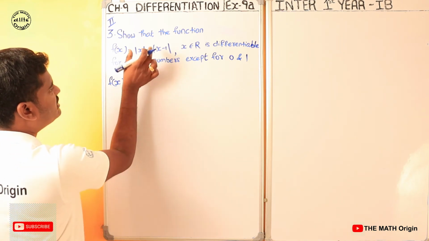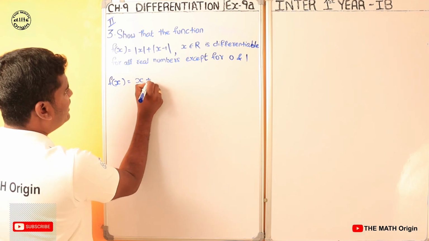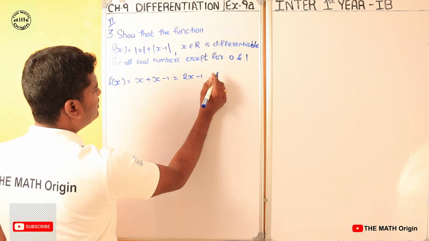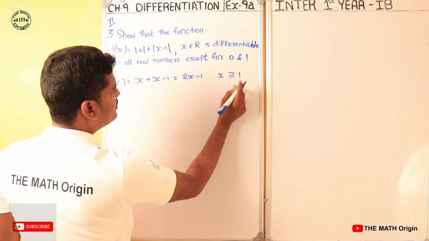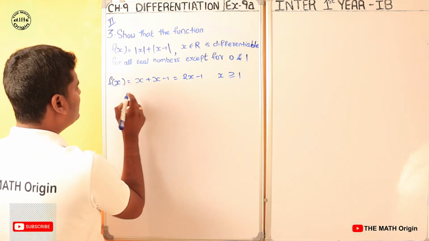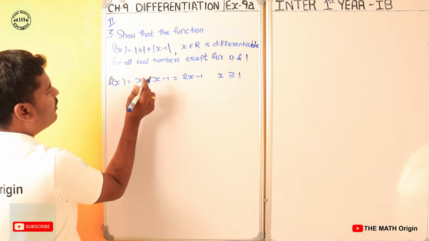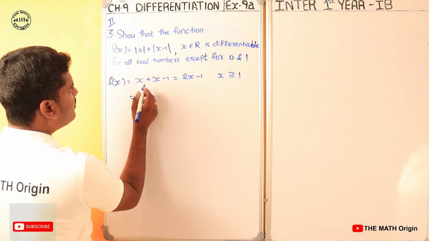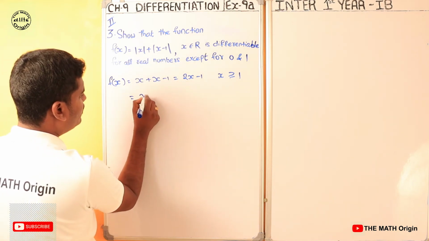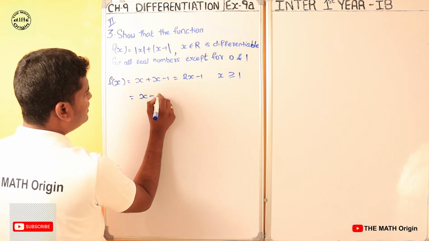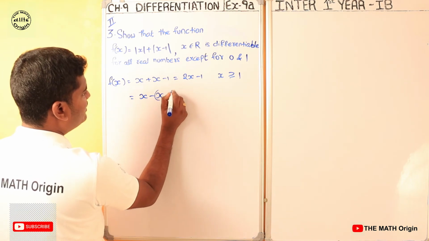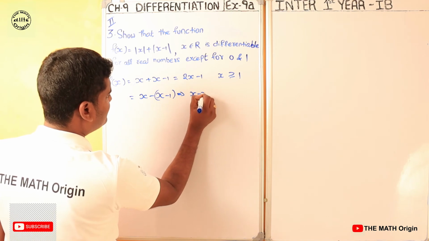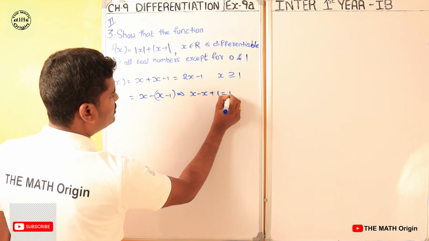f of x equals to, let's take both as positive values, x plus x minus 1 which is equals to 2x minus 1 where x is greater than or equals to 1. Okay, now f of x, let's take both as negative. Okay, or else let's take one negative and one positive. Positive minus x minus 1, what does this become, x minus x plus 1 which is equals to 1.